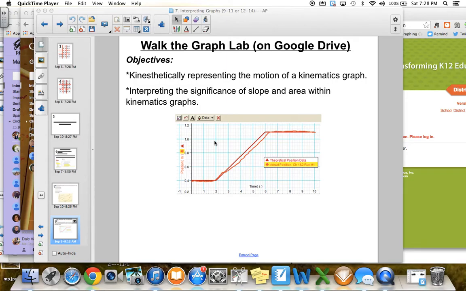Hello, Physics Land! So, what we're going to do is look a little bit more at what you figured out as you were doing the Walk the Graph Lab. I hope when you were able to do it, you were able to get a line that was hopefully even closer than this one when you were walking.